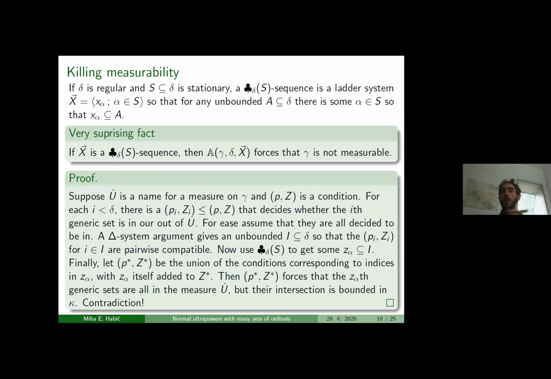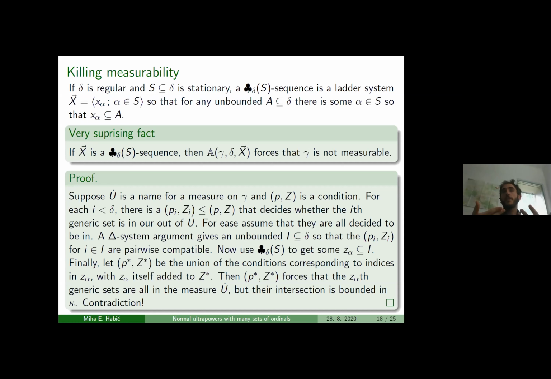basic outline, right? What is going to happen? You might as well pretend that you have a condition that forces that all of the generic columns, so fix a name for a measure on kappa, or a measure on gamma. And then you have a condition, say, that forces that all of the columns in the generic matrix will have measure 1 after you're done, all right? So then what you can do is you can use this club sequence to find a ladder so that all of the columns on that ladder are being forced to have measure 1.